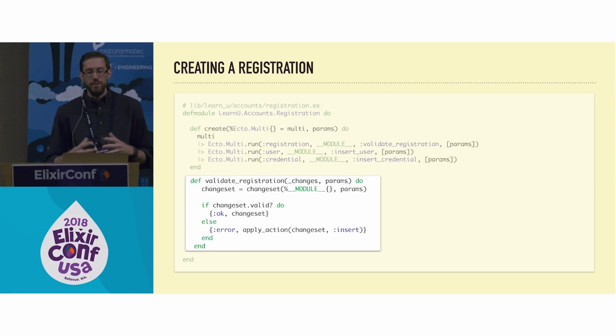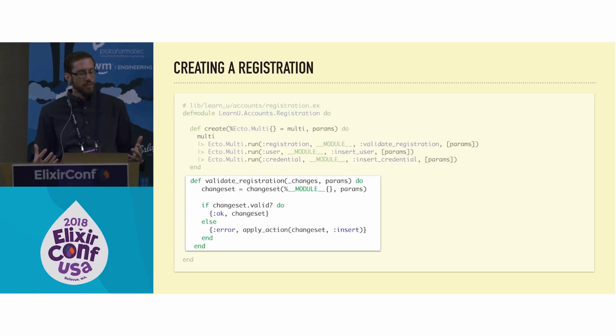If the changeset is invalid, then an error tuple is returned, which halts the rest of the steps to be executed within the Multi and returns this changeset with the insert action applied to it. Applying the action simply informs the form on the Phoenix side that it should display the errors on the form from the given changeset.